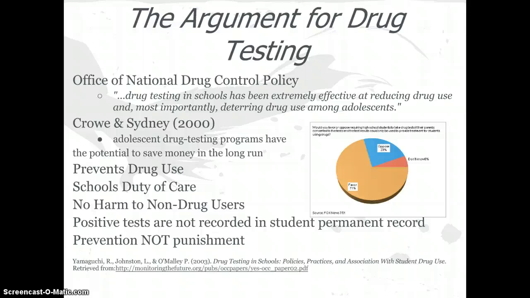At another school in New Jersey, random drug testing of students saw a drop in cocaine use from 12% to 4%. A study by Crow and Sydney in 2000 said that adolescent drug testing programs have the potential to save money in the long run.